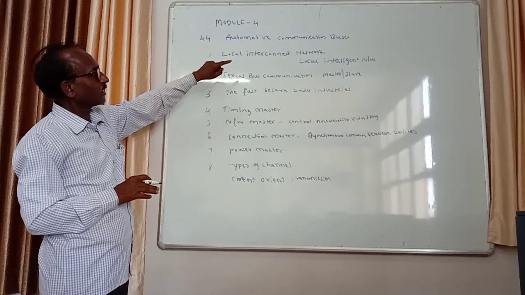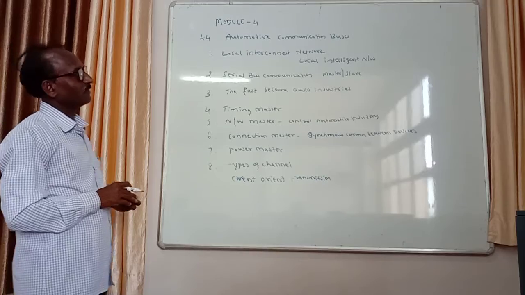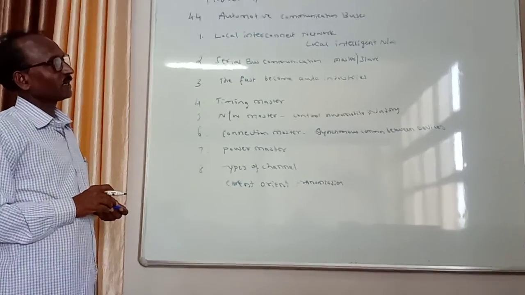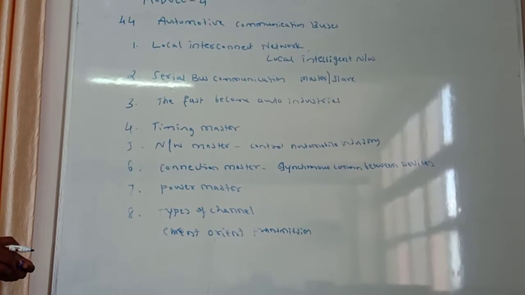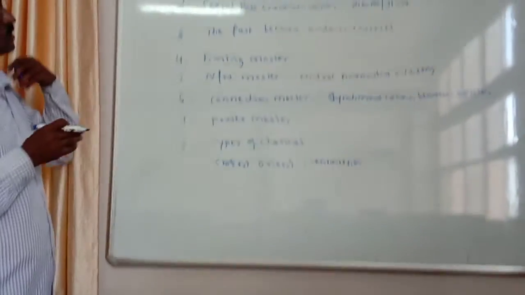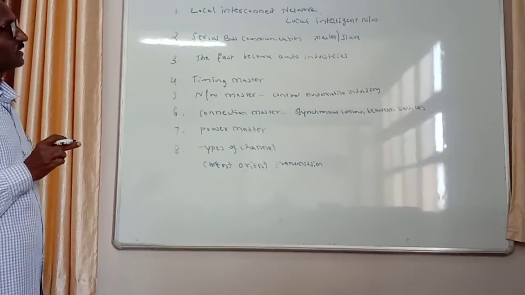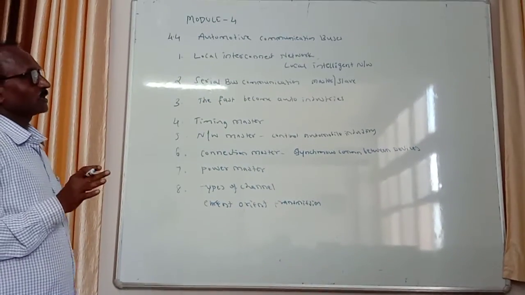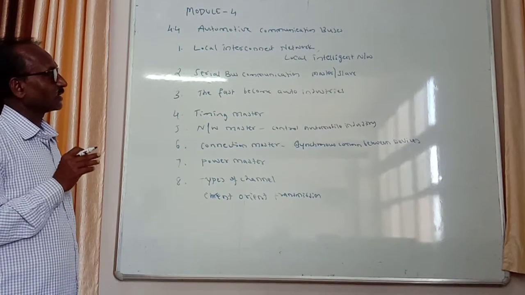Number one, we are going to discuss the local interconnect network. Local interconnect, the name itself indicates this is an internal intelligent network within the system, within the devices, within the organization. We are connecting, monitoring, and maintaining. That is known as a local intelligent network system, especially for the automobile industry. This local interconnect network is most important.